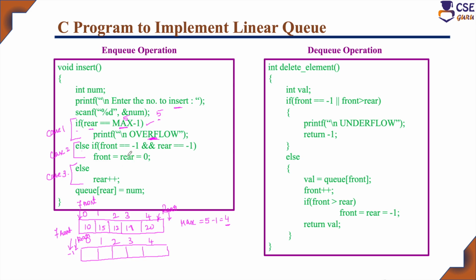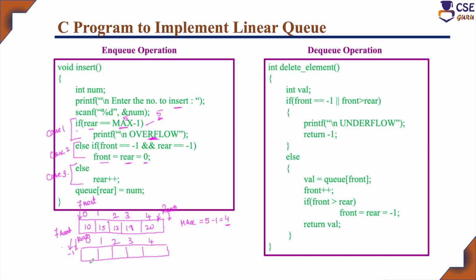You have not inserted any element into the queue. The queue is empty. Whatever element you want to insert now is the first element you are going to insert into the queue data structure. That is the meaning. So in this case, you have to set both front and rear to the 0th position.